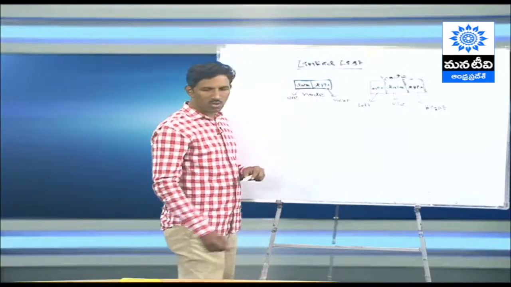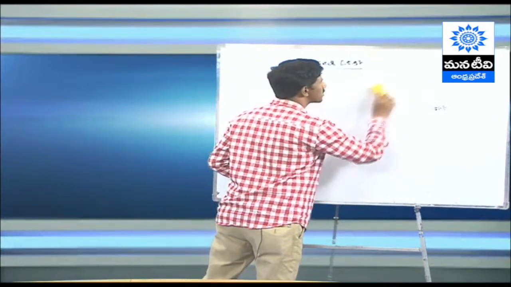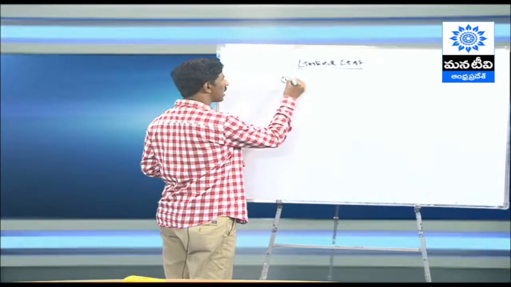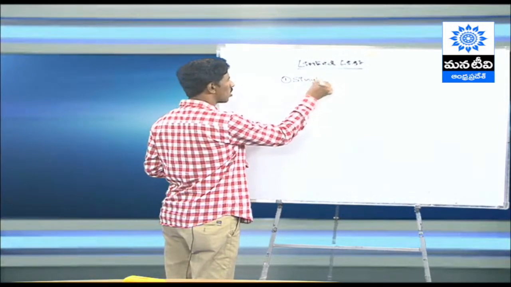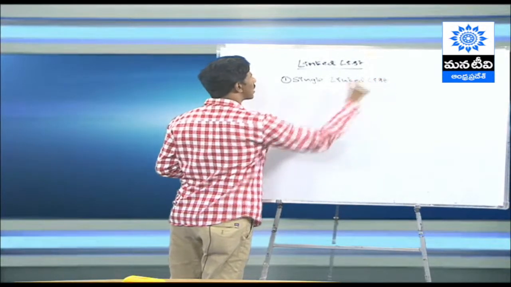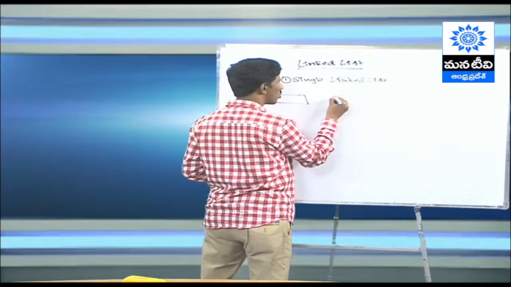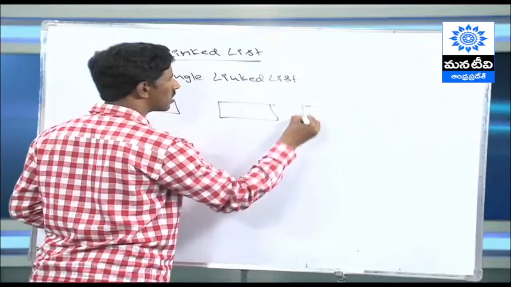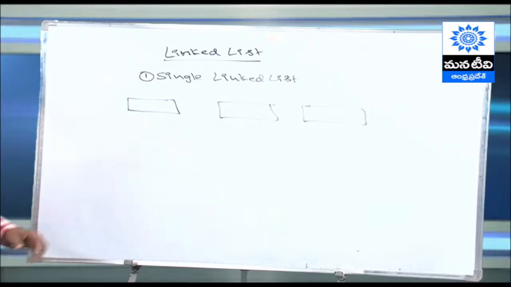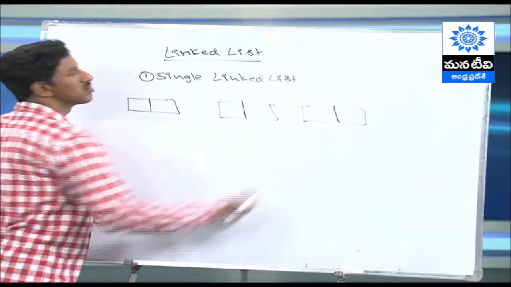Now see how to create the nodes. You have three types of linked lists. First I represent the singly linked list. How do we represent it? Suppose I take three nodes. Here I have three nodes. These are called nodes, or lists.